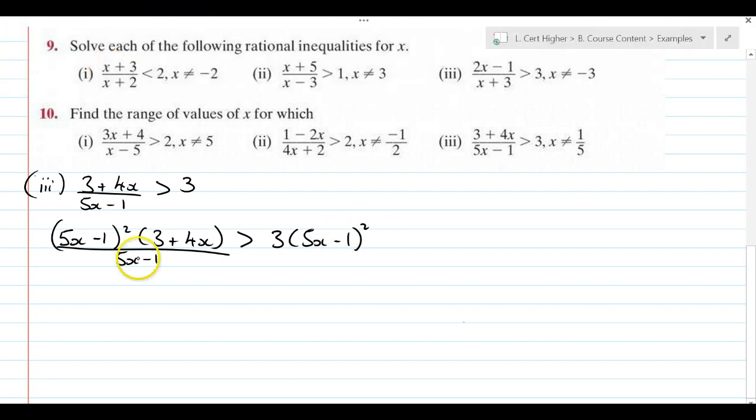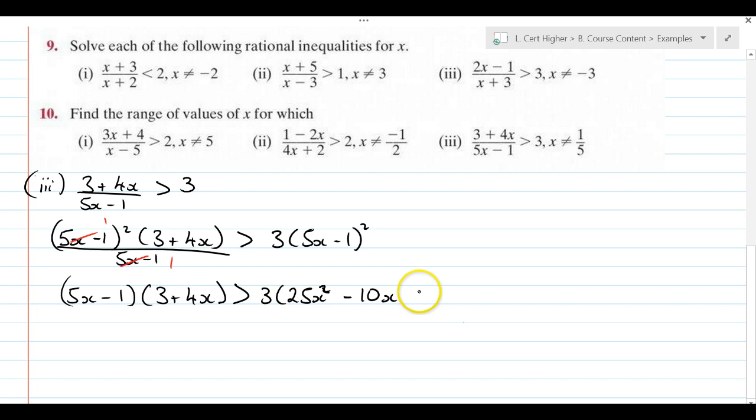Again, on the left hand side we have a common factor, (5x minus 1) going into itself once, leaving me with (5x subtract 1) by (3 plus 4x) is greater than 3 times (5x minus 1) squared. (5x minus 1) squared is a perfect square, so we can square the first term to give us 25x squared, twice the first term by the second, which is 2 by 5x is 10x, by 1 is negative 10x, and square the last term, minus 1 squared is plus 1.